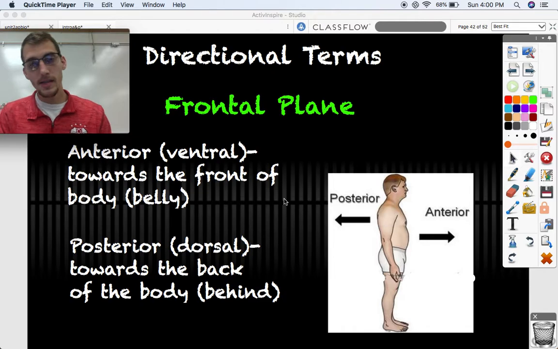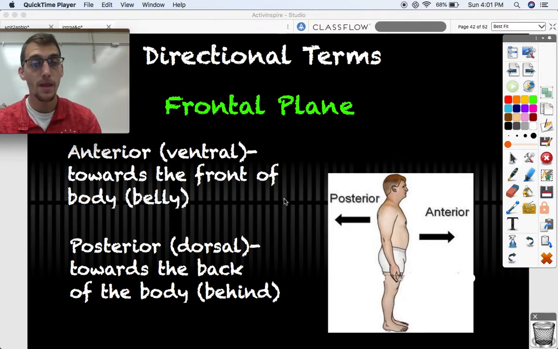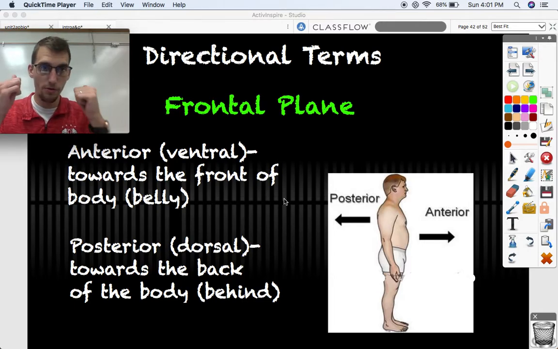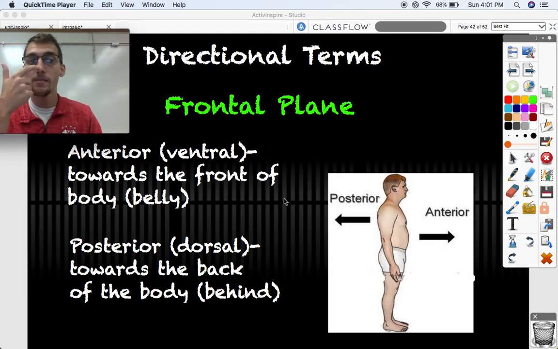As an example, my sternum or breastbone is anterior to my vertebral column. It's more towards the front, and my vertebral column is more towards the back. I could say that my nose is anterior to my ears. It's more towards the front than my ears are. For posterior, I could say my ears are posterior to my nose. It's the opposite: they're further back. With respect to the frontal plane, they're further back than my nose.